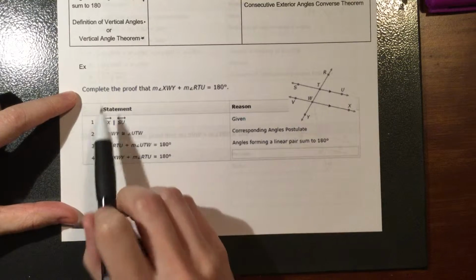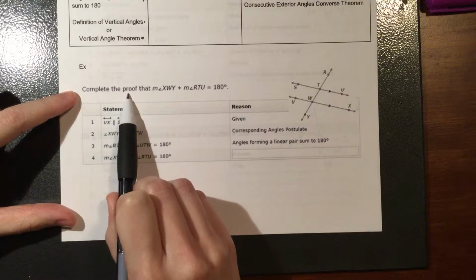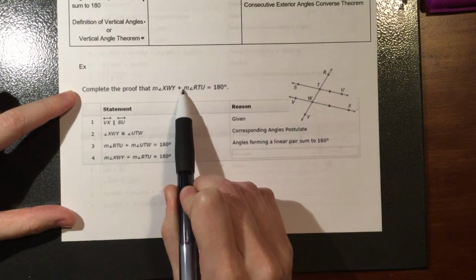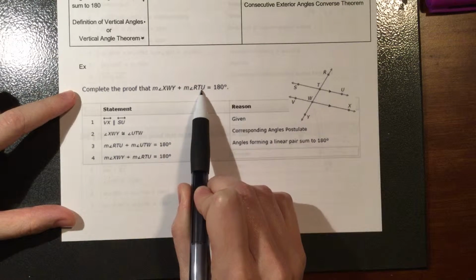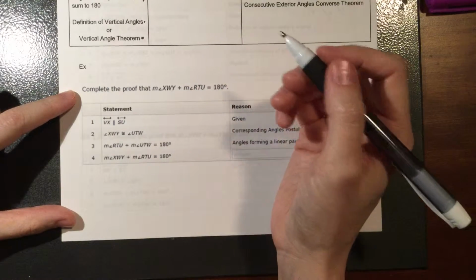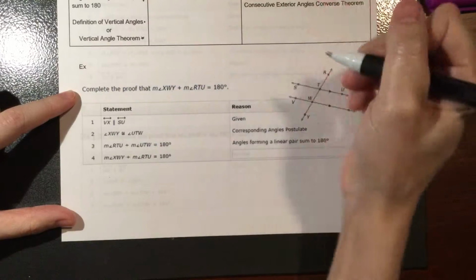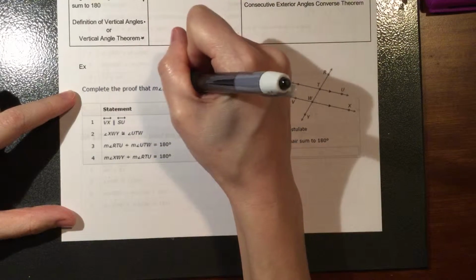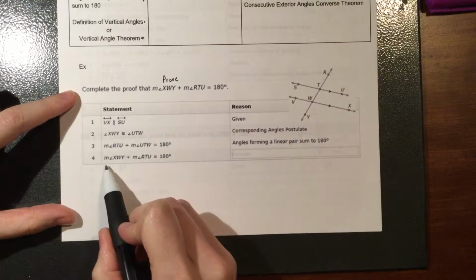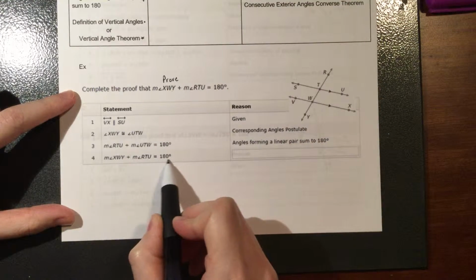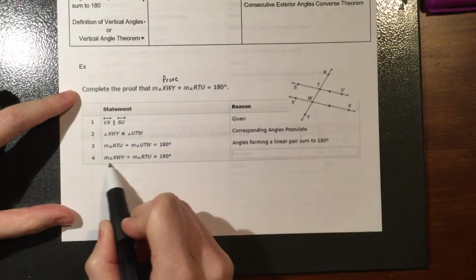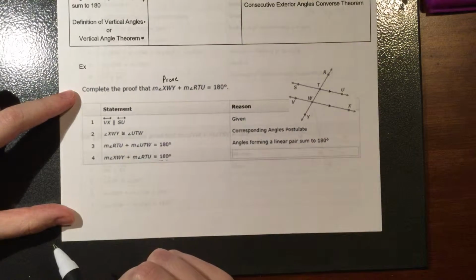So for looking at this, it says complete the proof that the measure of angle XWY plus the measure of angle RTU is equal to 180 degrees. So they want us to complete the proof. So this is our proof. This is what they want us to show. So if you notice, that's going to be the very last step. Given is always going to be your first step, and your prove is always going to be the last step.